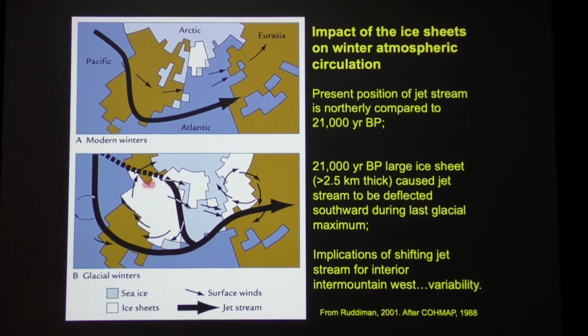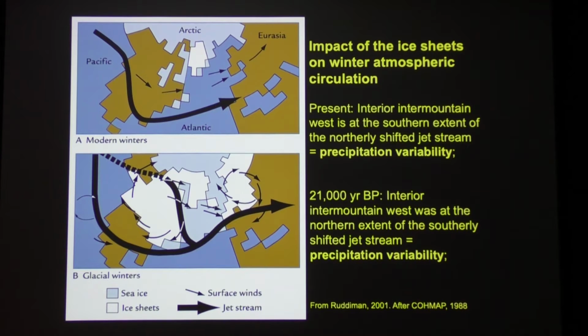When that ice sheet melted, the jet stream shifted back up north. Here's what's interesting to me about this shifting jet stream and present day climate in the West.